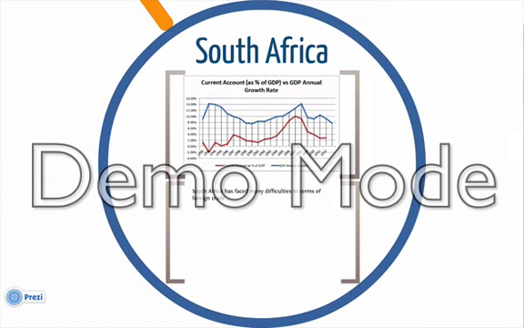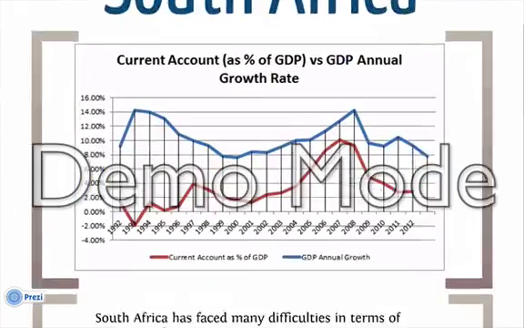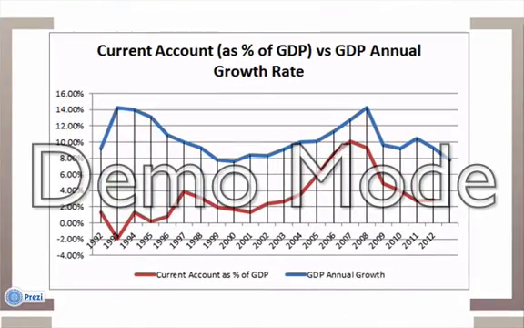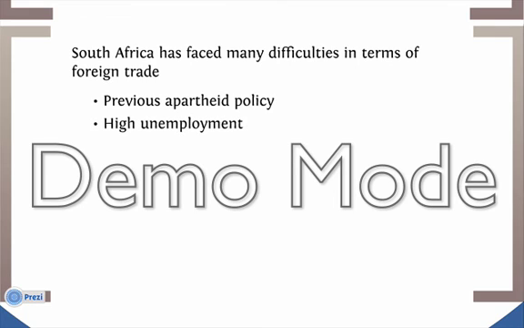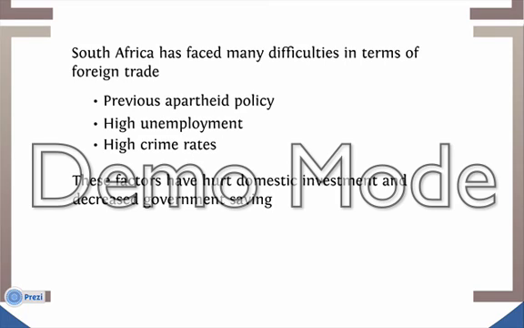South Africa is one of our developing countries, and they've traditionally run a current account deficit. South Africa has faced a number of challenges in terms of their economy and foreign trade. The apartheid policy, which obviously has ended now, but the effects of that are still present. It's resulted in high unemployment and high crime rates, and these factors have hurt domestic investment and decreased government saving.